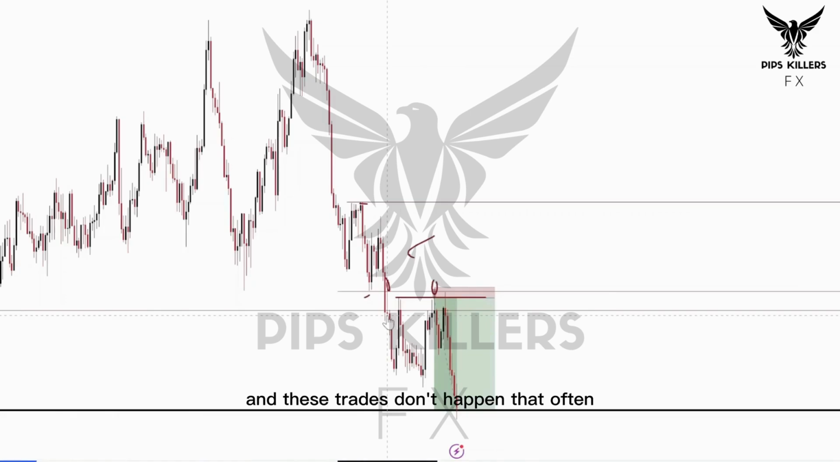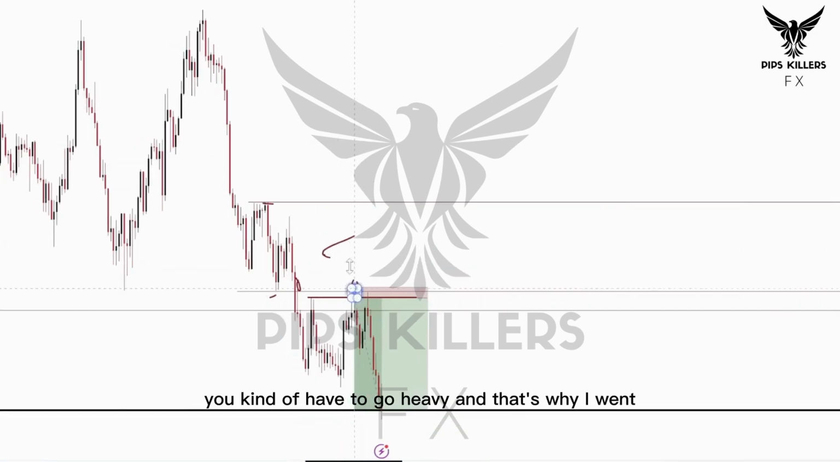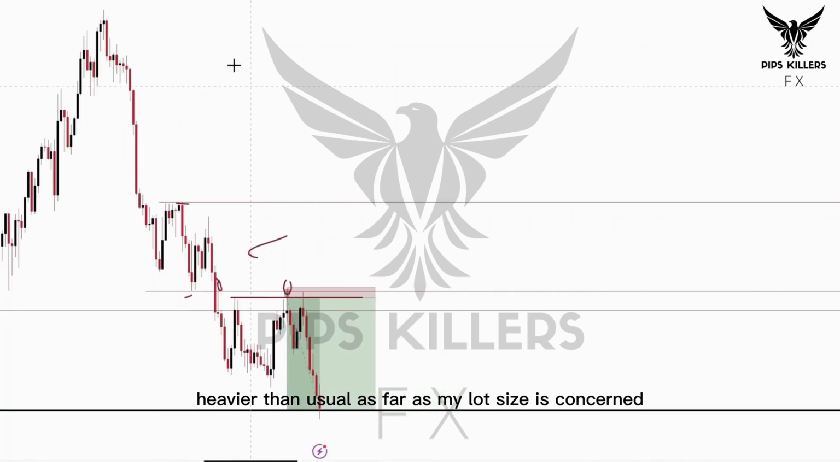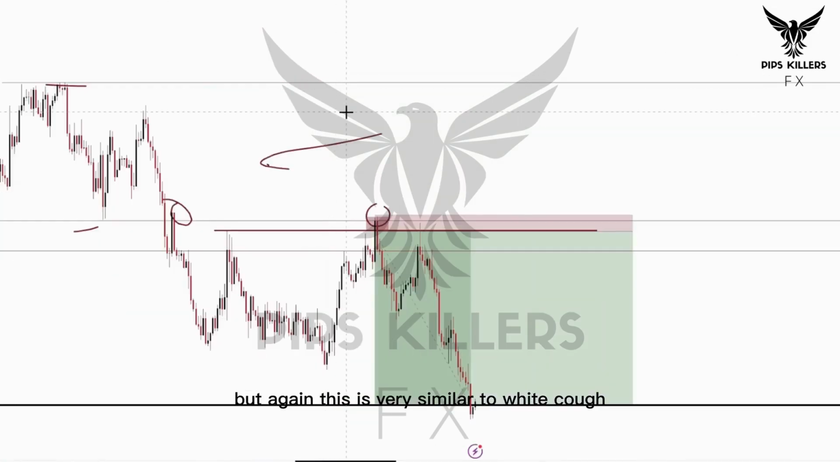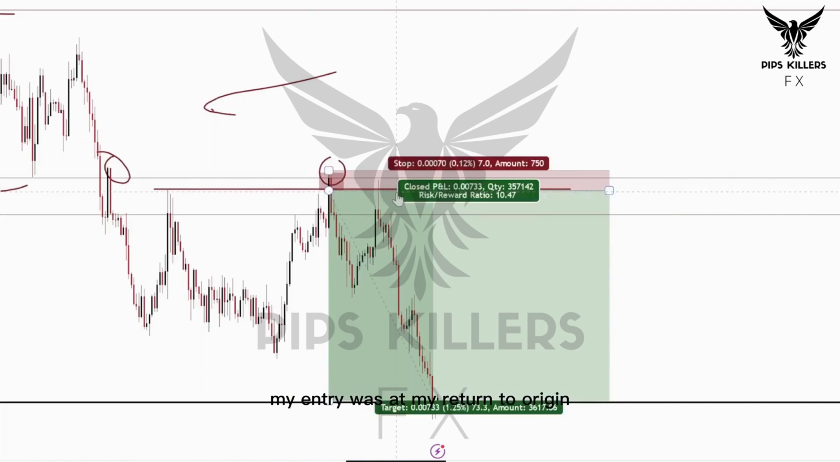And these trades don't happen that often. They only happen once a month. But when they do happen, they're extremely high probability. I would say somewhere in the 75 to 80% strike rate. So when it does happen, you kind of have to go heavy, and that's why I went heavier than usual as far as my lot size is concerned. But again, this is very similar to Wyckoff, and a lot of the Wyckoff concepts are used here. Of course, my climax here, my purge, and my return. My entry was at my return to origin.